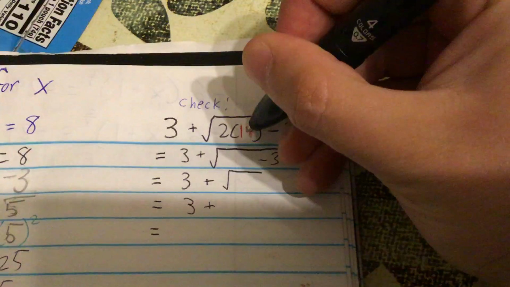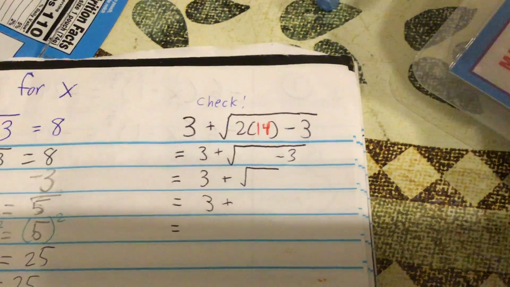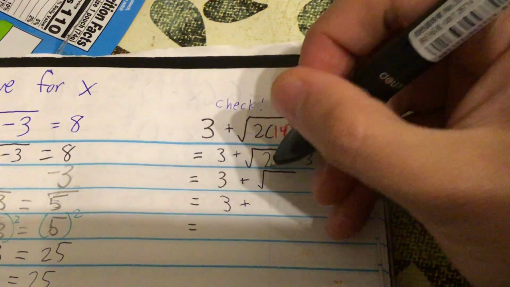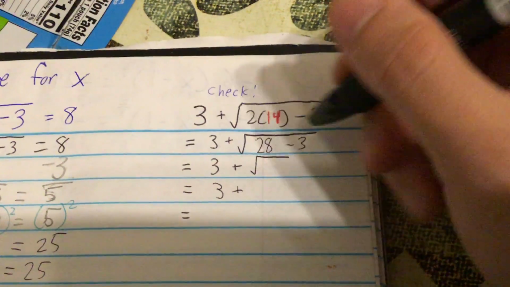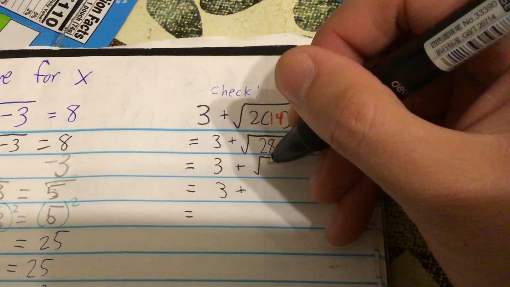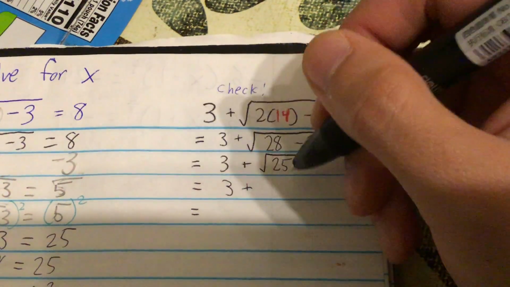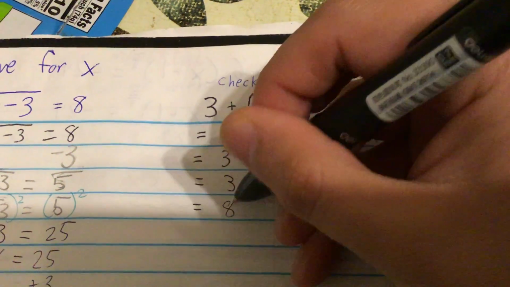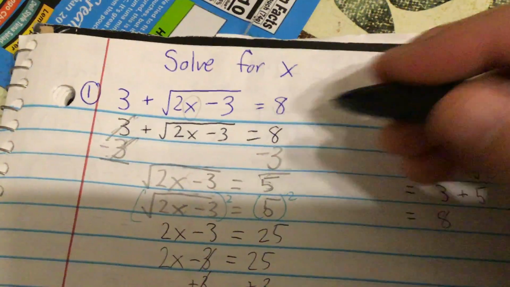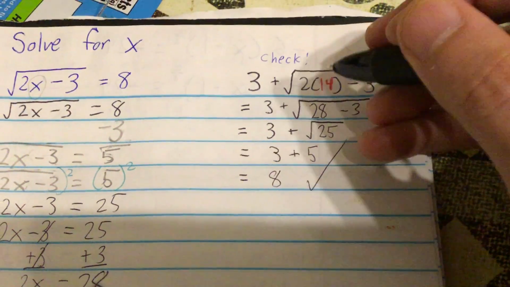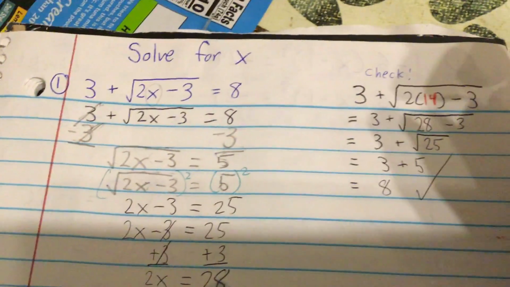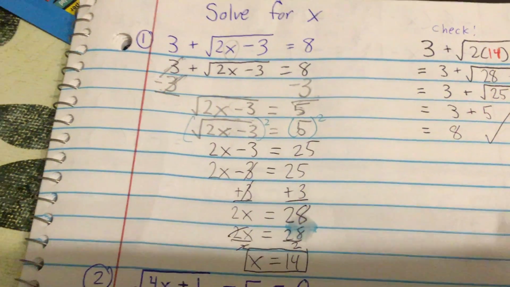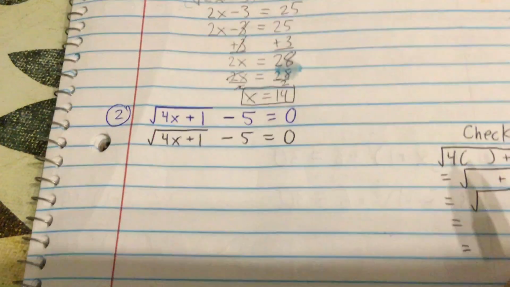So if I plug in x equals 14, sorry, that red pencil, I need to put a little bit more force into it. 2 times 14 is going to be 28. Okay, 28 minus 3 is going to be 25. So 3 plus the square root of 25, that's 3 plus 5. 3 plus 5 is 8. And that's the output I wanted all along. So that checks out. So x equals 14 is the true solution to this radical equation. Okay. All right, moving on to problem number 2.